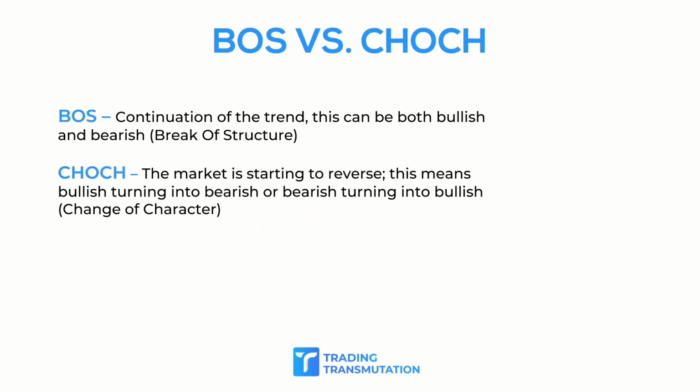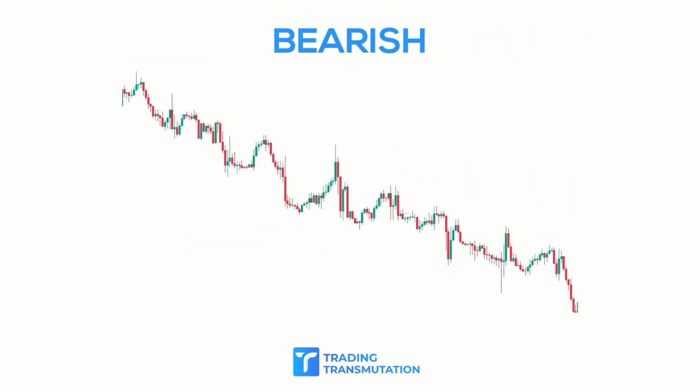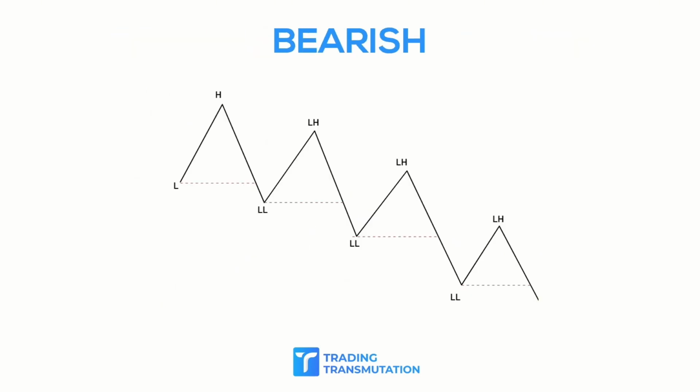Now, a key thing you guys need to understand in market structure is break of structure versus change of character. Now, a break of structure, also known as BOS, is simply the continuation of a trend. This can be both bullish and bearish. If I quickly head back to our previous examples right over here, you can see this right here is a break of structure.